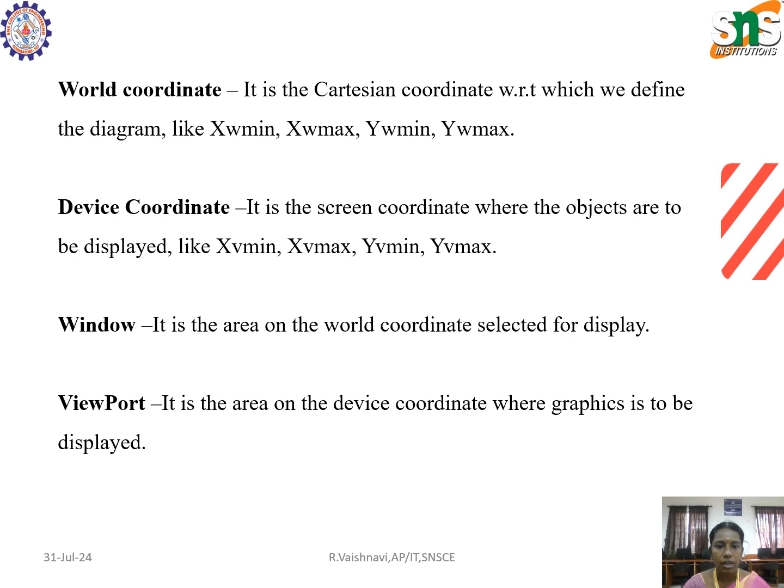Next one, world coordinate. It is the Cartesian coordinate. We can write, as defined in the diagram, xw min and max, and yw min and max for the x and y coordinates. And then device coordinate. It is the screen coordinate where the objects are to be displayed, like xv min and max, and yv min and max for the y coordinates. And then window: it is the area in the world coordinate selected for display. And then viewport: it is the area in the device coordinate where the graphic is to be displayed.